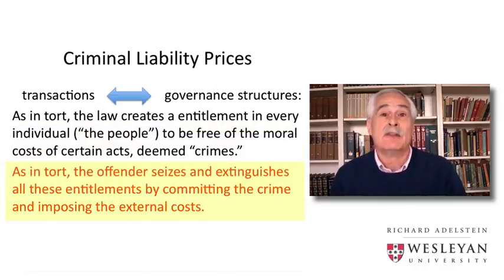In the criminal case, this initial entitlement setting deems certain acts that impose moral costs to be crimes. And as in tort, the transaction occurs when the offender seizes and extinguishes all of these entitlements on the part of these individuals to be free from the moral costs of crime. And he does this by committing the crime and thus by imposing the moral costs. So this is the first half of the transaction as we described it, an involuntary seizure of the entitlements, that is, without the consent of the entitlement owners, by the offender in the act that is deemed to be the crime. So when the offender commits the crime, he seizes these entitlements that have been placed by the law in the cost bearers, that is, in the people of the society generally.